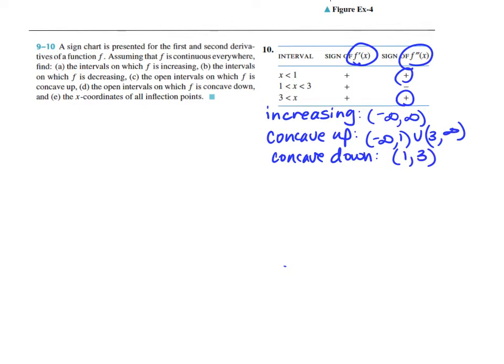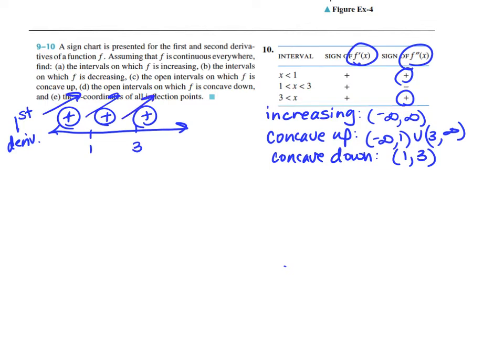And then I think it helps sometimes to just draw the first derivative interval testing thing. You don't actually have to interval test, but we know it would look like this. 1 and 3 would be here, and we know that it would be increasing the whole way. So we have no relative maxes or mins.